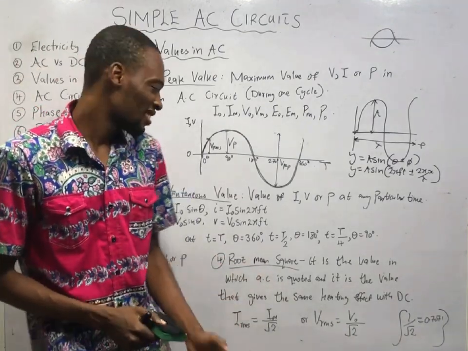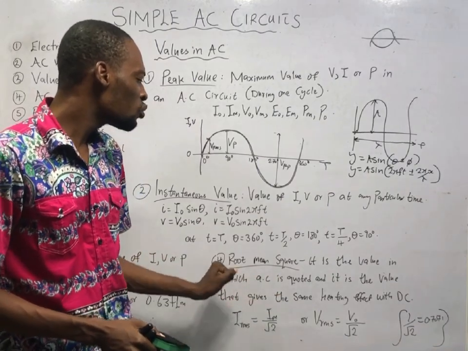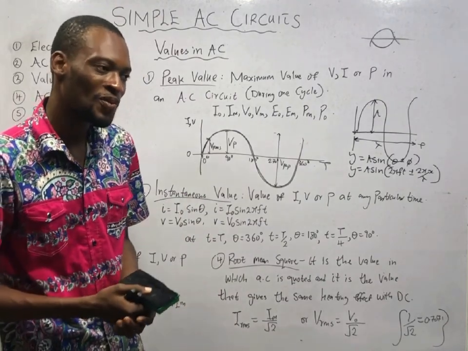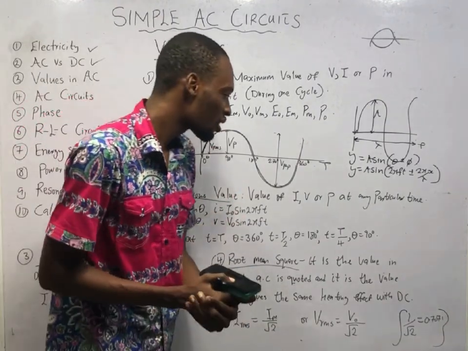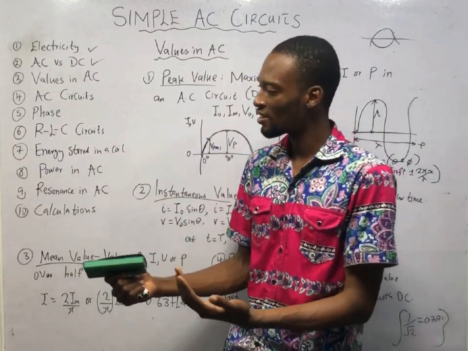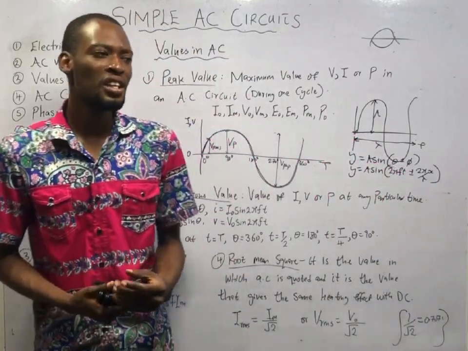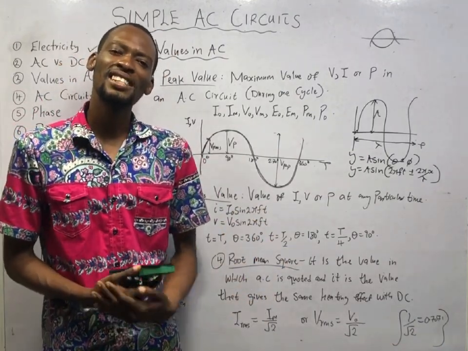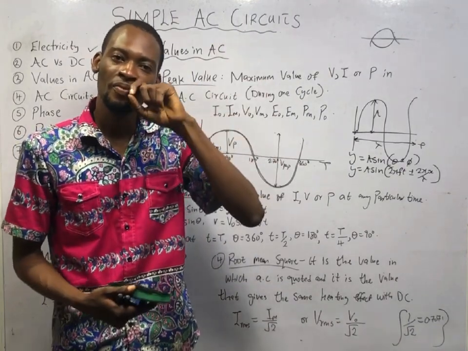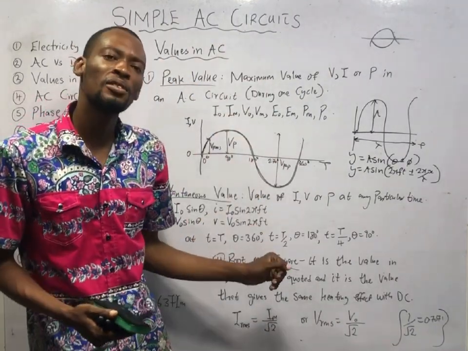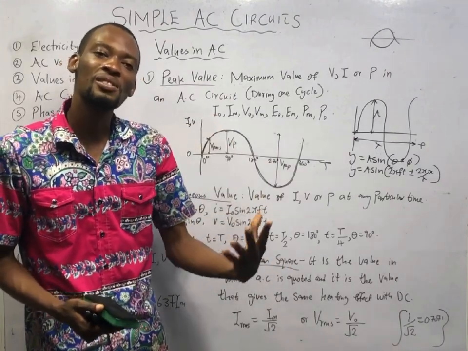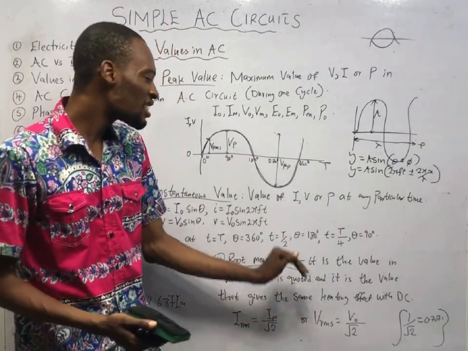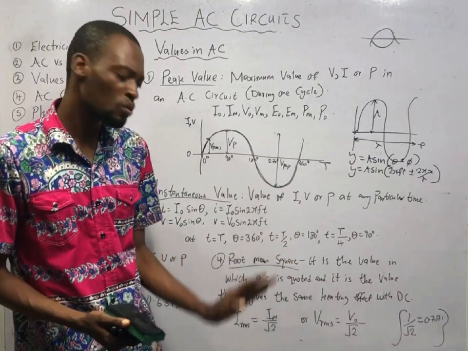Then root mean square. The root mean square is the value in which AC is quoted, and it is the value that gives the same heating effect as DC. Let me explain it in layman language. We know we have AC and we have DC. If I give you a value in AC, let's say current in AC or voltage in AC, and I say give me the equivalent value in DC, that is root mean square. So the equivalent value of AC in DC is the root mean square value. So root mean square is the value in which AC is quoted, and it is the value that gives the same heating effect as DC.